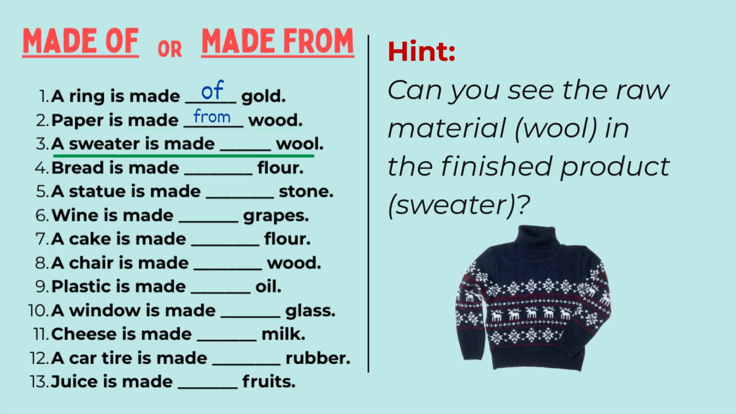A sweater is made wool. The wool fibers are still present and noticeable. The material is made into a new form, but its essence remains. You can unravel a sweater and have the wool yarn again. So this would be of. A sweater is made of wool.